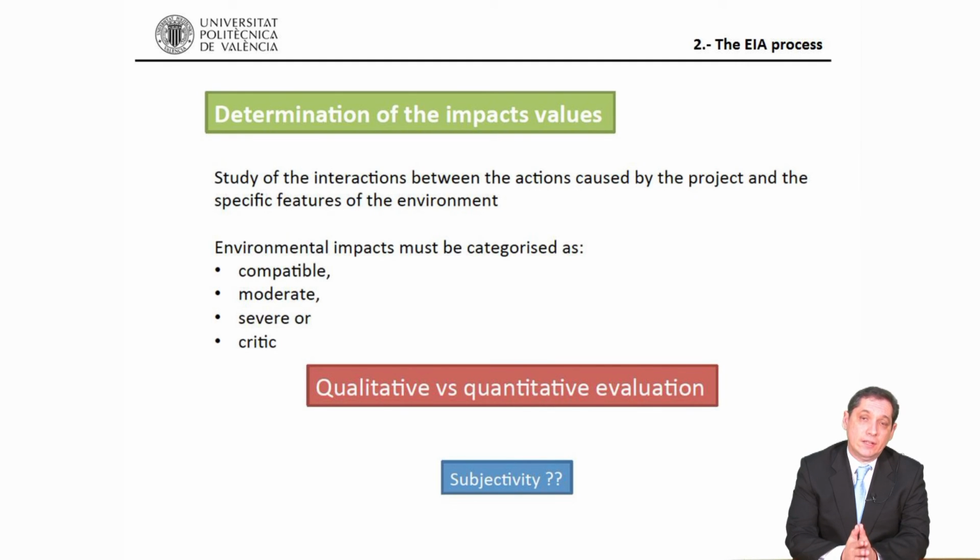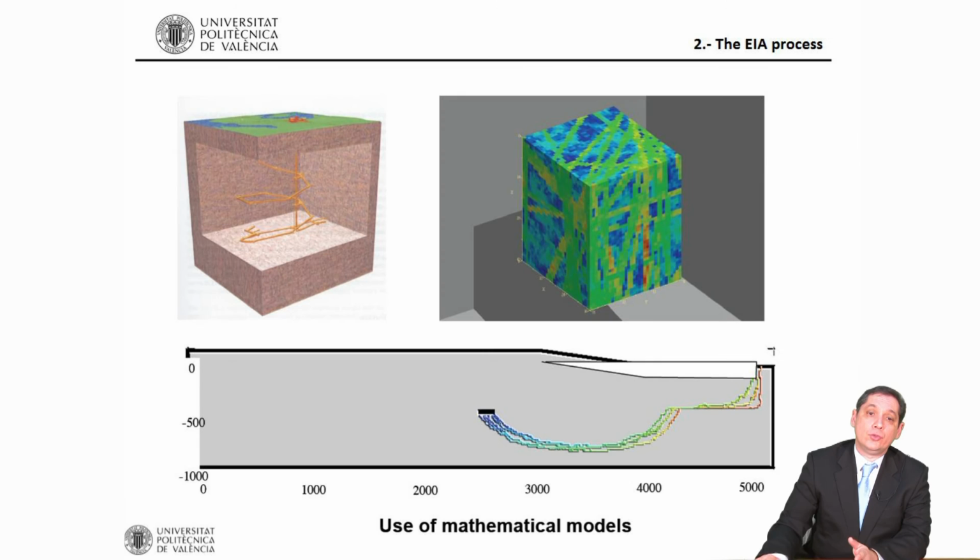But as I said, if we try to avoid subjectivity, nowadays we are going to use mathematical models. Mathematical models are the tool that science gives us in order to perform strict analysis that can be shared by the scientific community. The use of mathematical models is nowadays more and more common in environmental analysis reports.